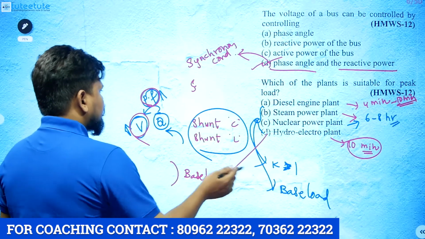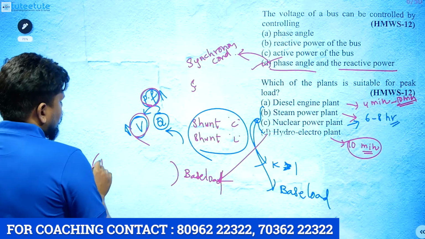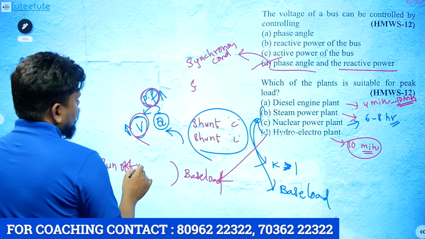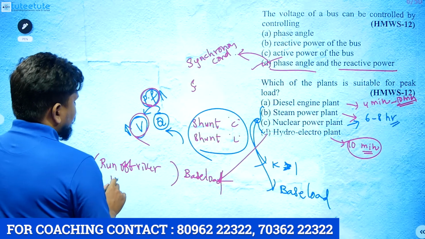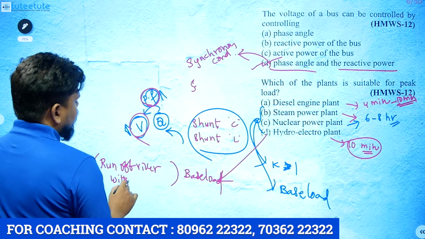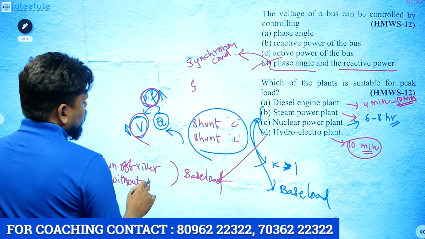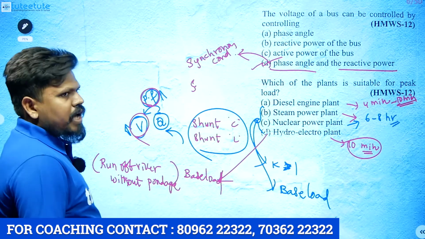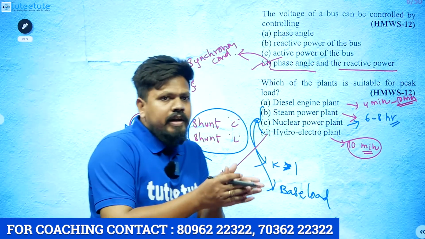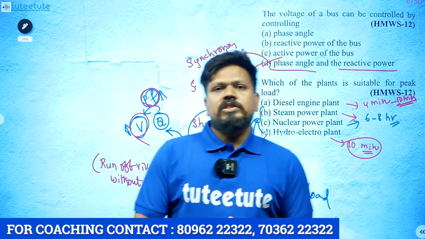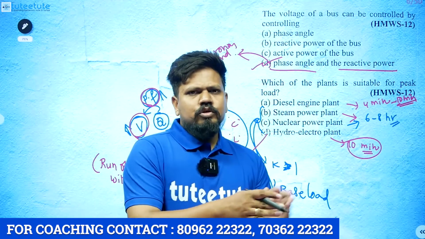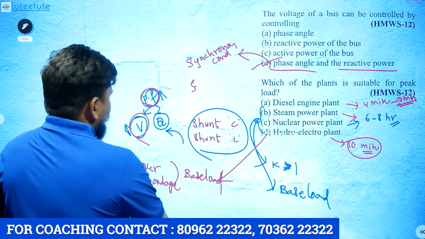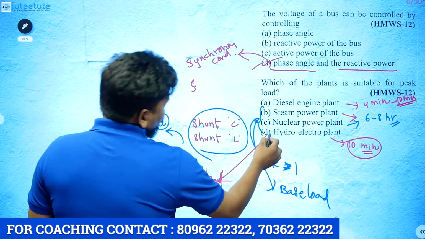Which type of plant is it? Hydroelectric plant only: run-of-river without pondage, or without dam. Pondage means dam. Without dam means we use only a small dam, which you may call a check dam. The small dam is used to create a little bit of head. So run-of-river can be used as a base load power plant.